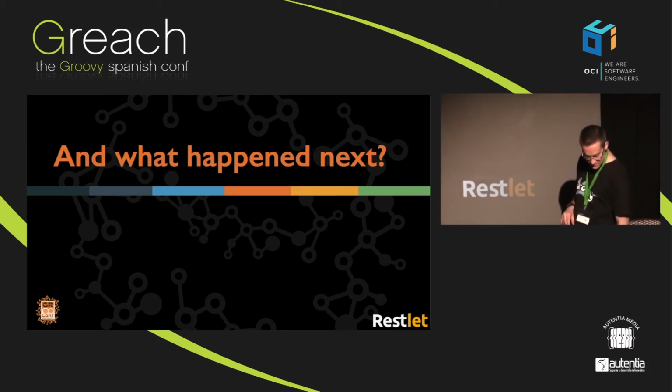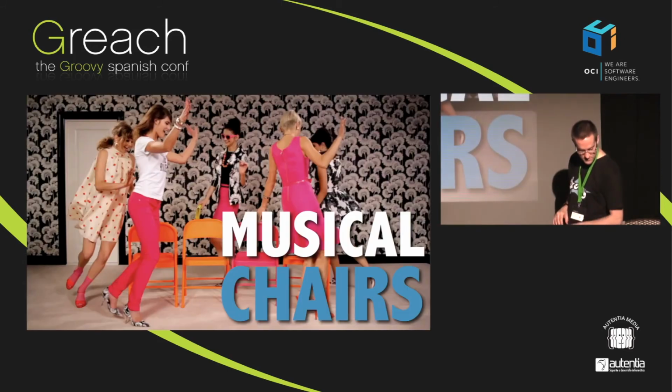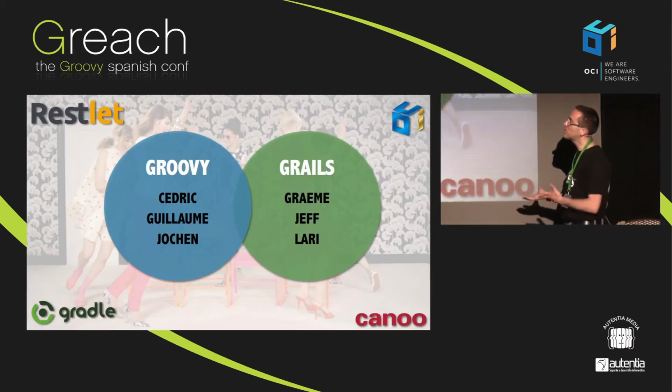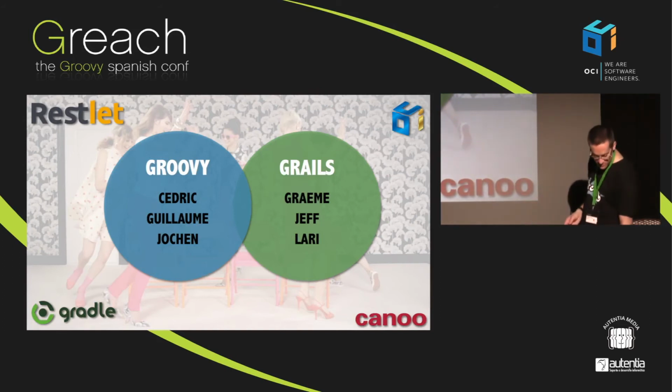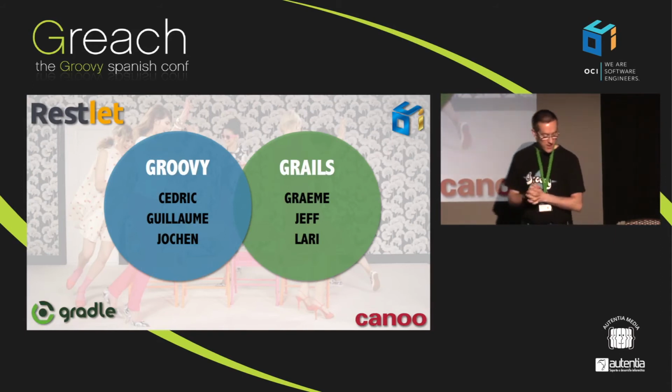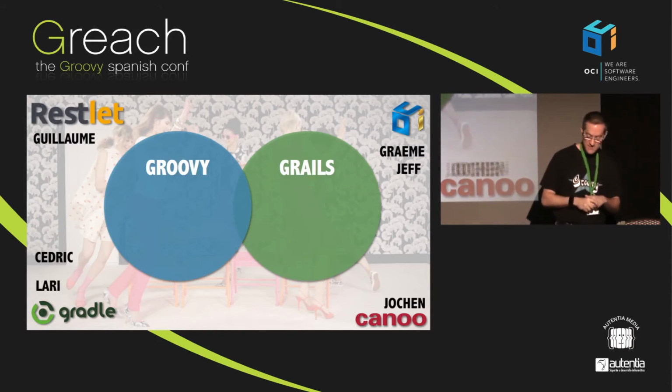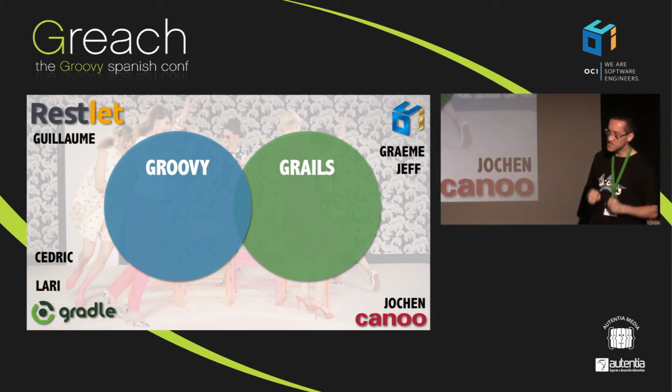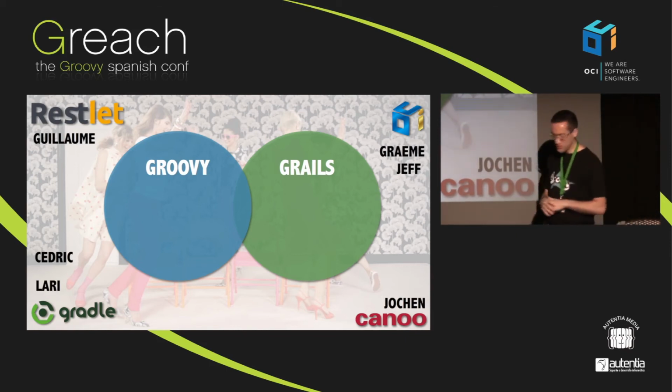And what happened next? We covered Groovy 2.4, the Codehaus demise, Pivotal leaving us on the ground. The musical chairs: we were working for Pivotal, so where did we end up going? Some went to Gradle, me to Restlet, OCI took the Grails team, and Johan moved to Canoo.